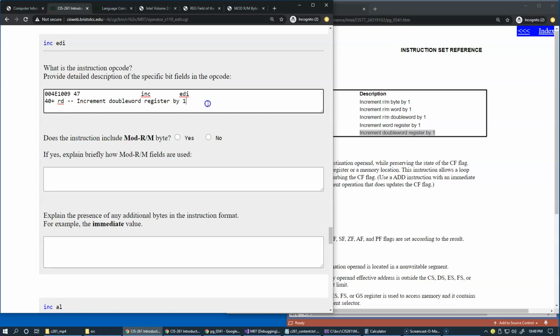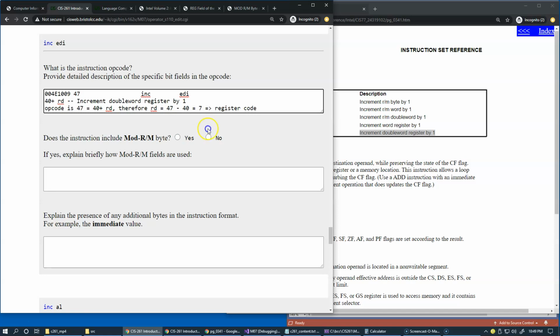So in our case, the opcode is 47, which equals 40 plus RD, right? 40 plus RD. Therefore, RD equals 47 minus 40, which equals 7. Okay, and this is our register code.